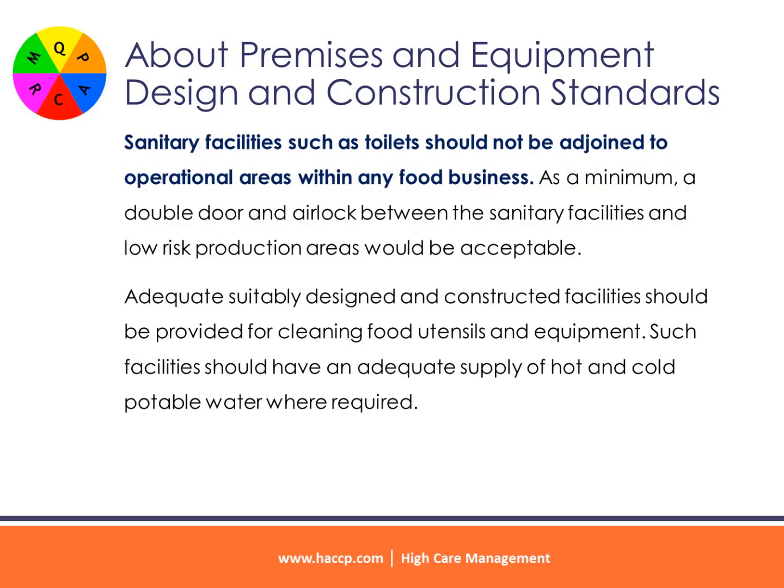Sanitary facilities such as toilets should not be adjoined to operational areas within any food business. As a minimum, a double door and airlock between the sanitary facilities and low-risk production areas would be acceptable. Adequate, suitably designed and constructed facilities should be provided for cleaning food utensils and equipment. Such facilities should have an adequate supply of hot and cold potable water where required.